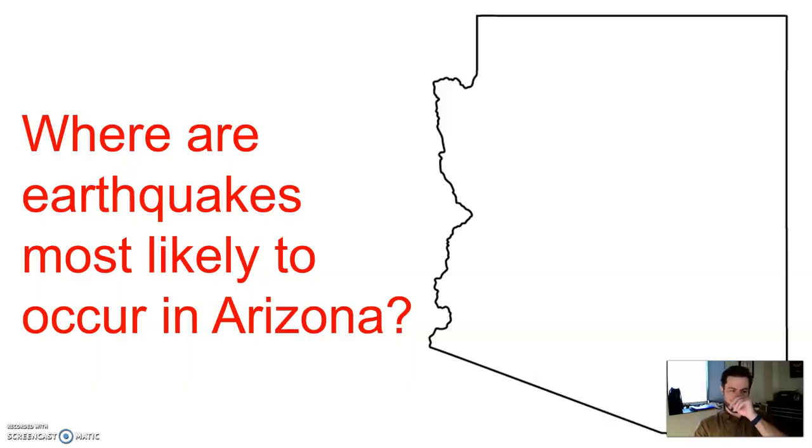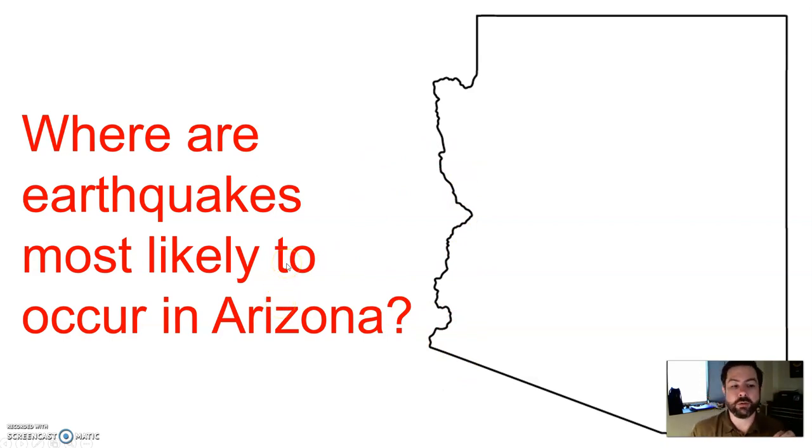So what about in Arizona? Where are earthquakes most likely to occur in Arizona? Now, this question is different than where are we most likely to feel an earthquake. The answer to that question would probably be somewhere on the western edge of Arizona because it would be closest to California. But that's not the question.